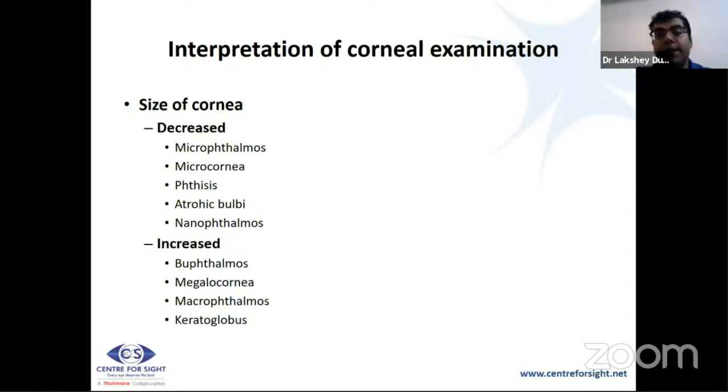Size of cornea can be decreased or increased. Decreased in cases of microcornea when it is less than 10 millimeters, megalocornea when it is more than 13 millimeters. Microphthalmos is when it is less than 20 millimeters of anteroposterior diameter, and buphthalmos or macrophthalmos when it is more than 33 millimeters anteroposterior diameter.